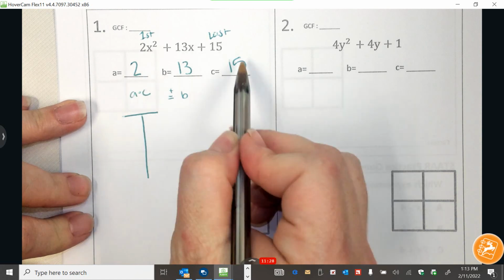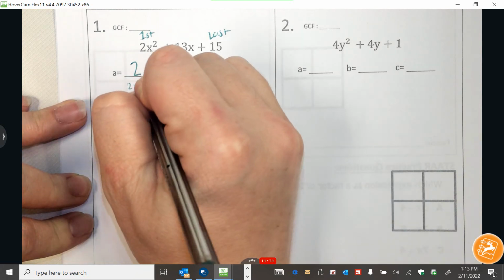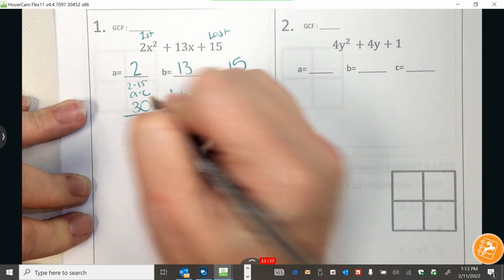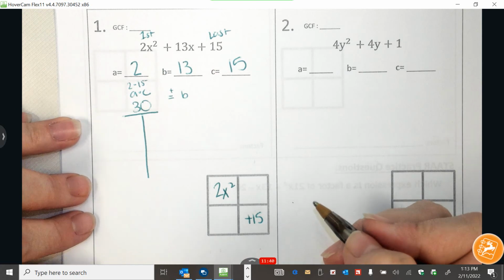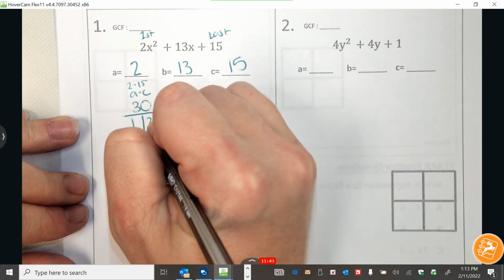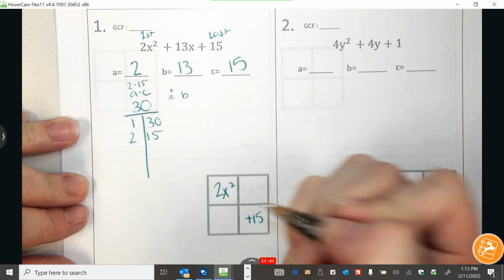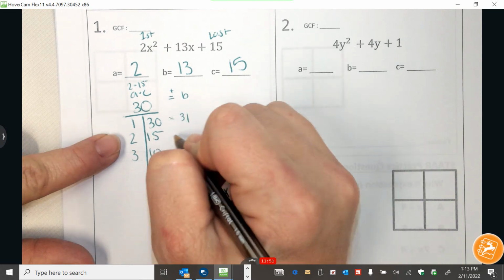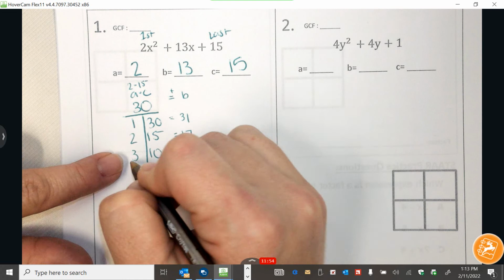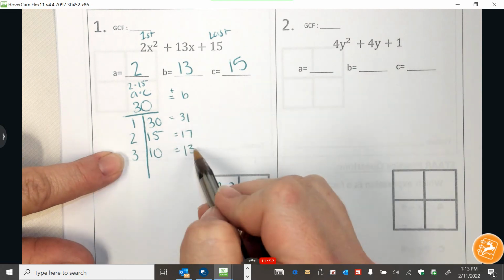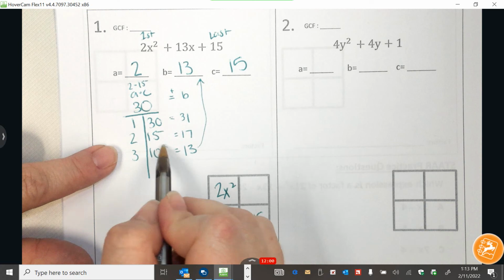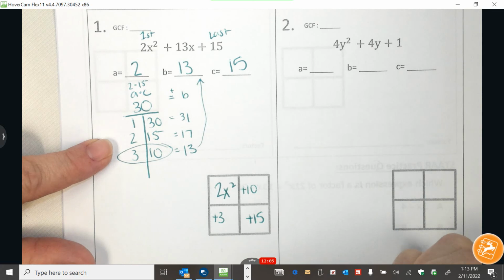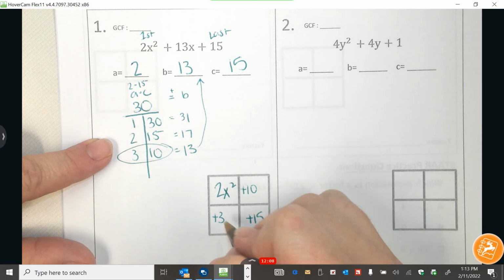So what's A times C? What's 2 times 15? 30. What are my factors of 30? 1 and 30, 2 and 15, 3 and 10. Now freeze. What's 1 plus 30? 31. 2 plus 15? 17. What's 3 plus 10? 13. Is that my B term? Yeah. So these are my split numbers. And remember, they need their letter.